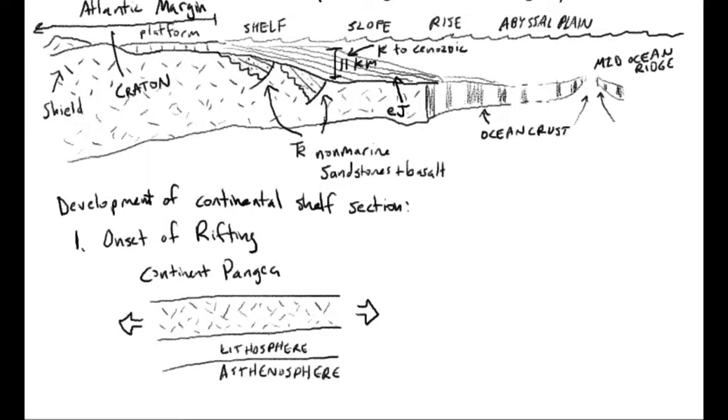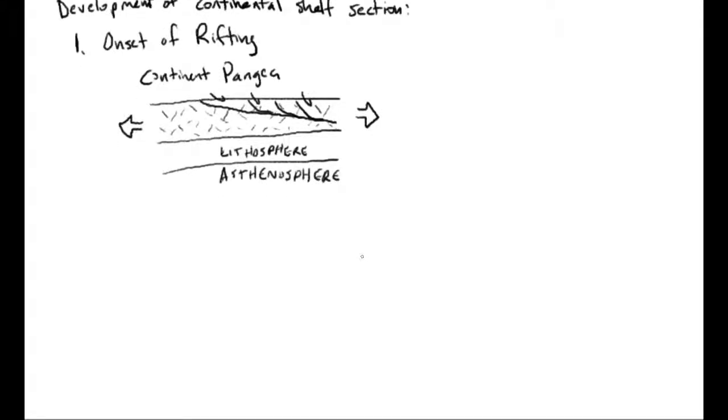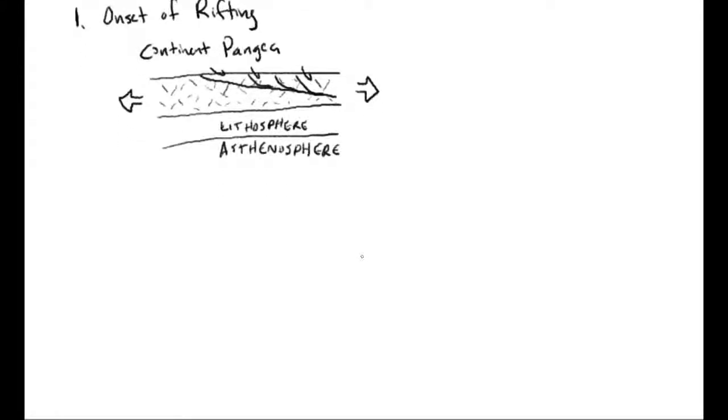Okay, so you start pulling on the continent, and in that regime, you're going to start to form normal faults. So put some arrows on those. Okay, so normal fault. The first stage is we pull on it, we start breaking it apart with normal faults, predominantly.